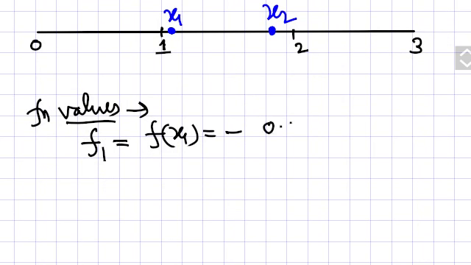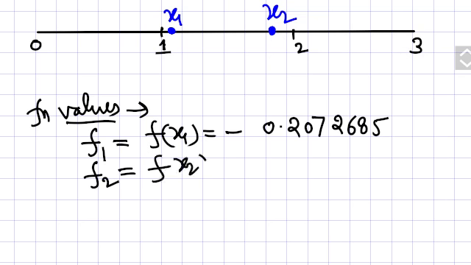Minus, you can do it yourself for practice, 2685. This is the value, and the function value at x2, if you put it here, you will get minus 0.1158415. So this value you will get. So now, if you will plot it, what will you get?